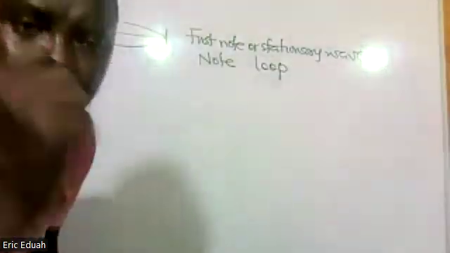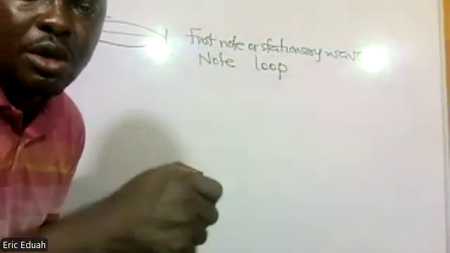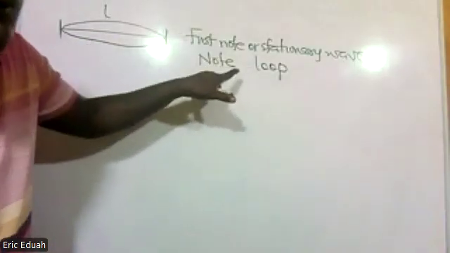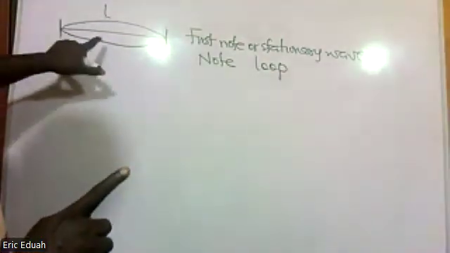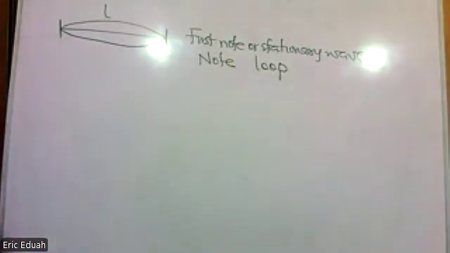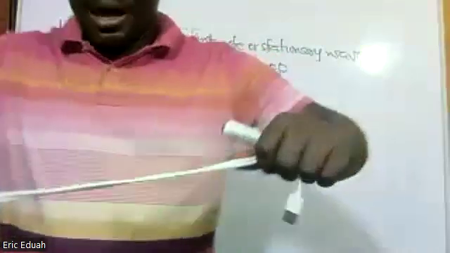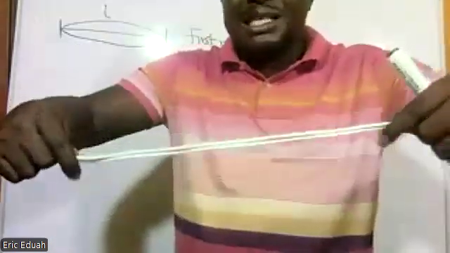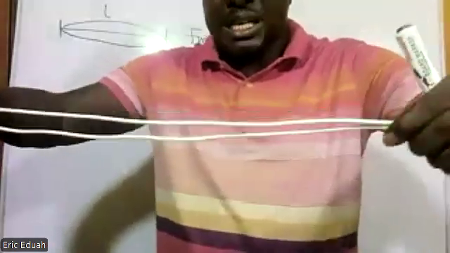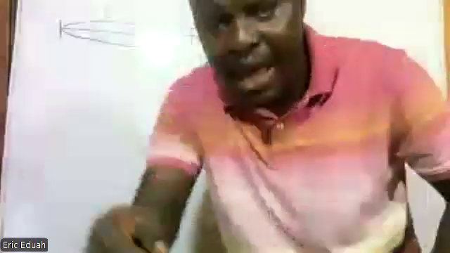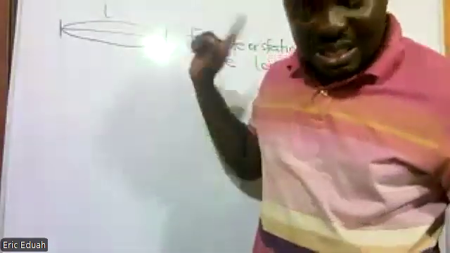But the question is which part of the string do you have to pluck or vibrate so that you can form this node or this loop? There is a relationship between where to pluck. Assuming this is the whole length, to get this shape of stationary wave or loop, there is a particular place I need to pluck from this length I have in my hand so that we can form the fundamental note or the first loop. Where exactly must we pluck so that we form this? That is what I'm talking about.